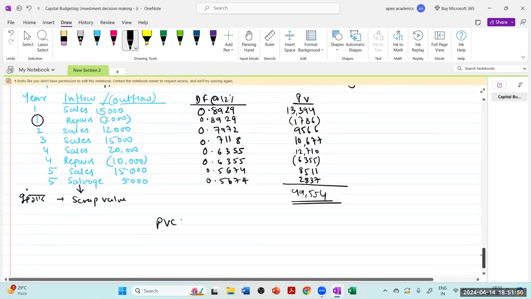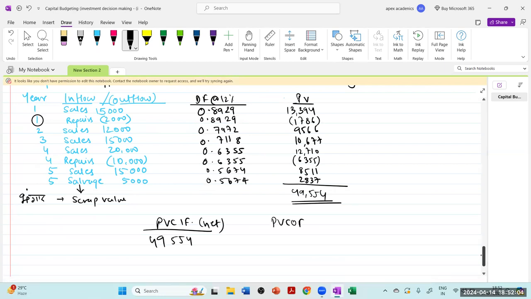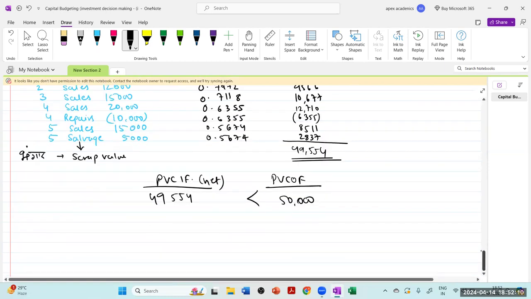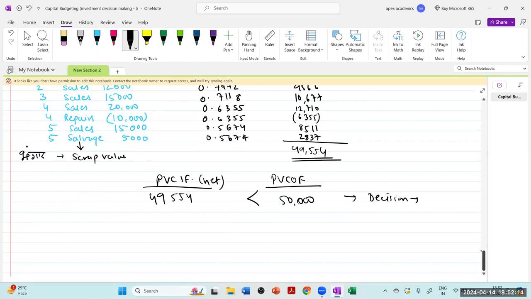Now please check this out. What is the present value cash inflow? 49,554 net inflow. What is the present value cash outflow? It is the price of the machine, which is 50,000. Present value cash outflow is greater than present value cash inflow. Therefore, what is the decision? Will you buy or will you not buy?